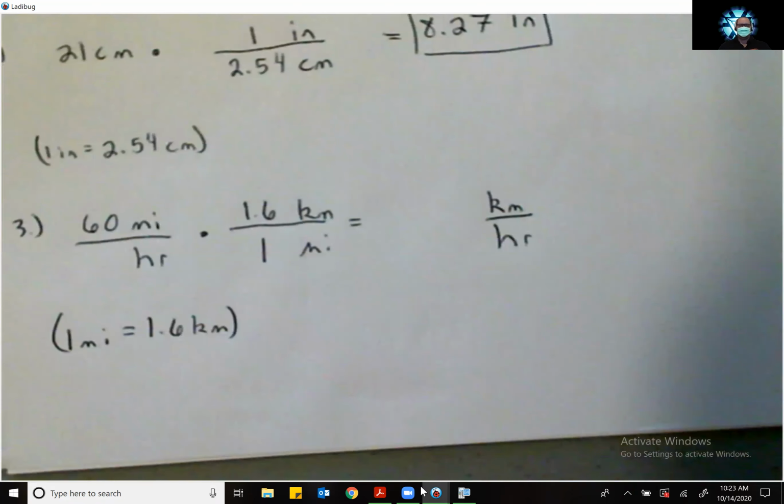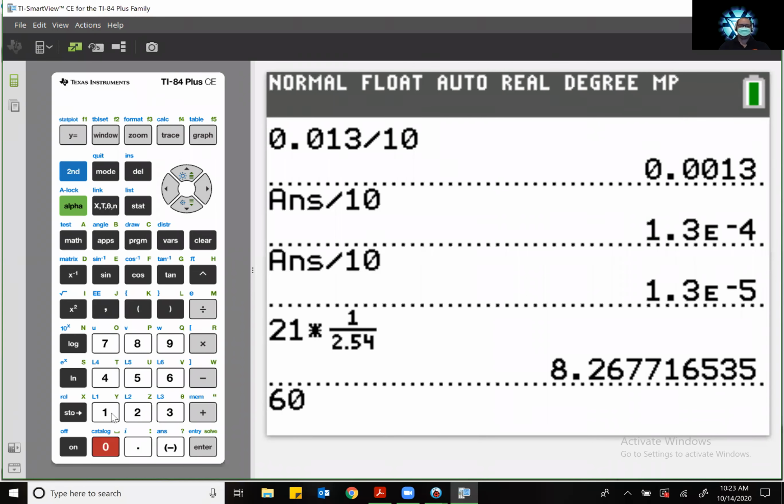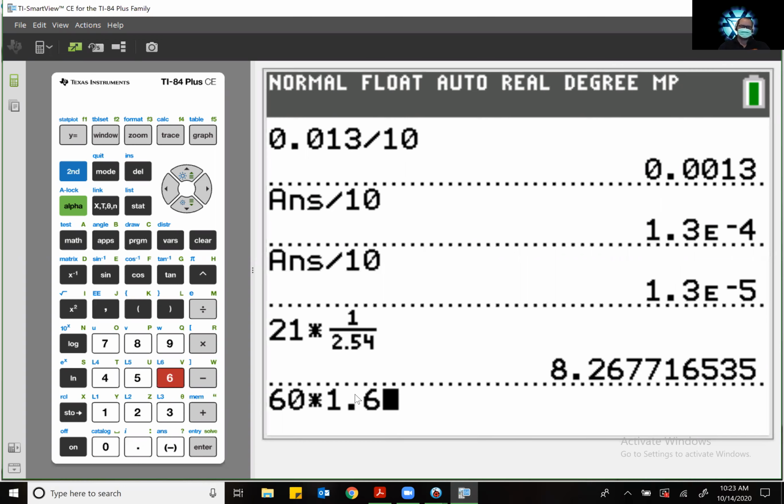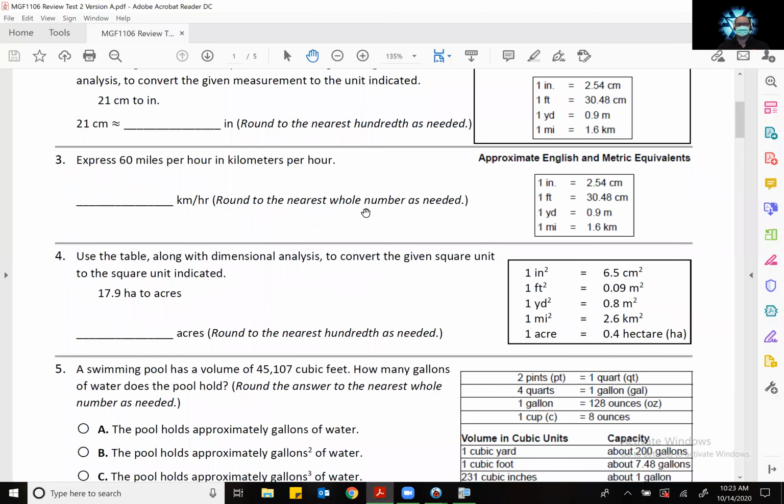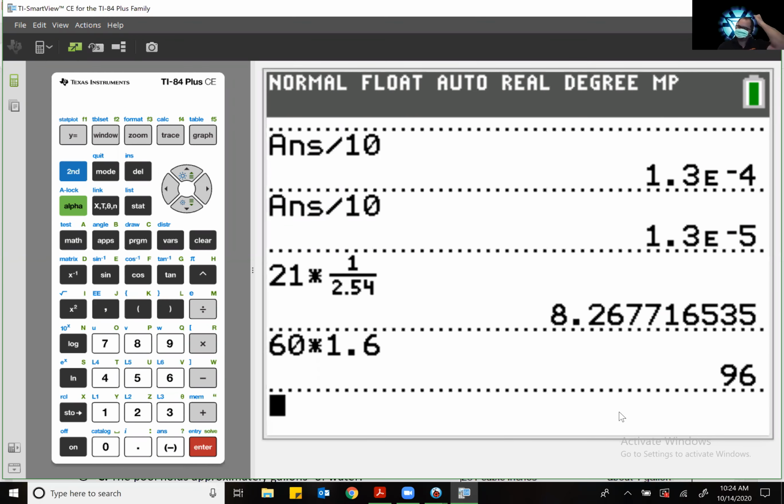And we go to our handy dandy calculator and we multiply. 60 times 1.6. You don't need to make this a fraction because it's over 1. It's not going to change anything. And there it is. The directions did say round to the nearest whole number. Do I have to do any rounding on this?